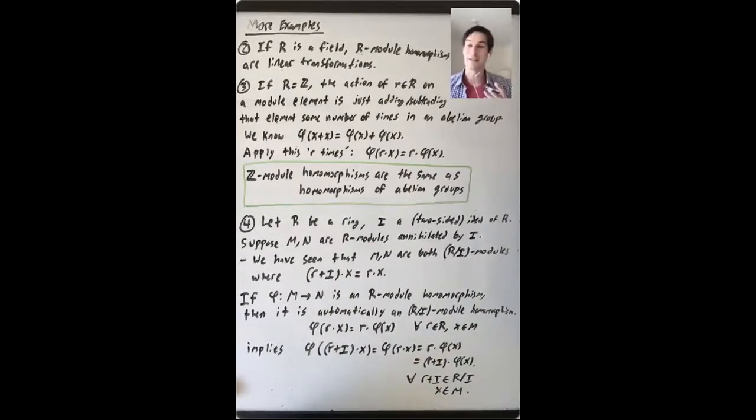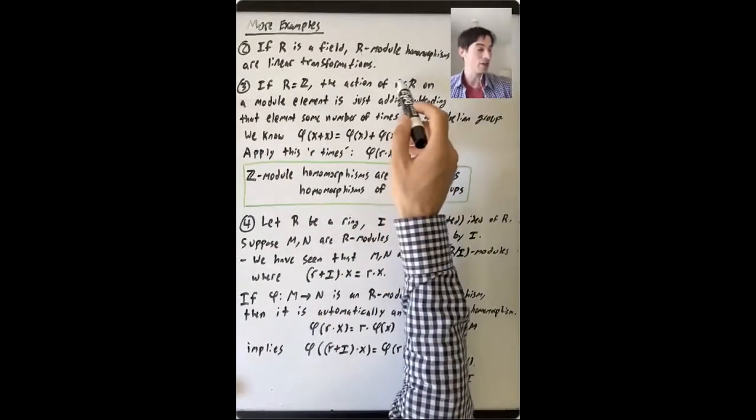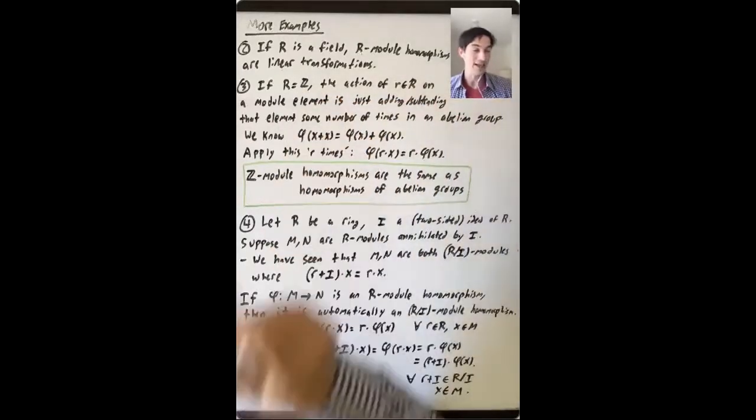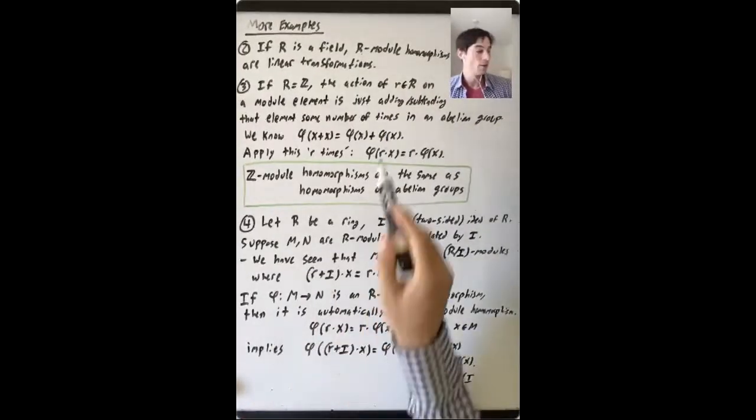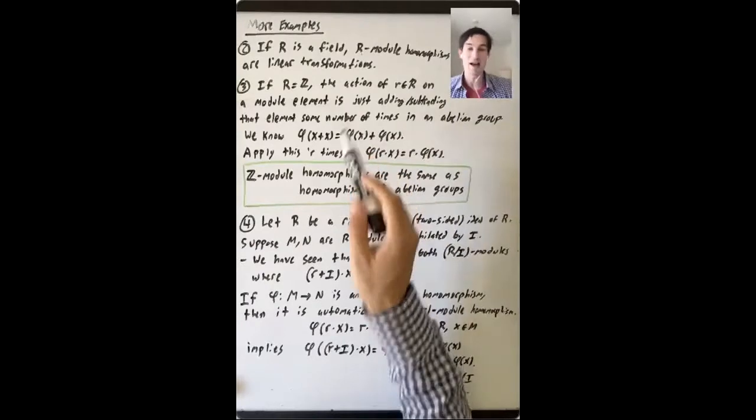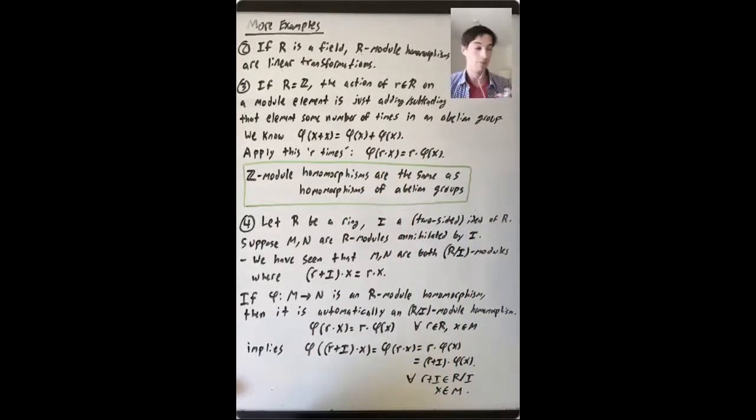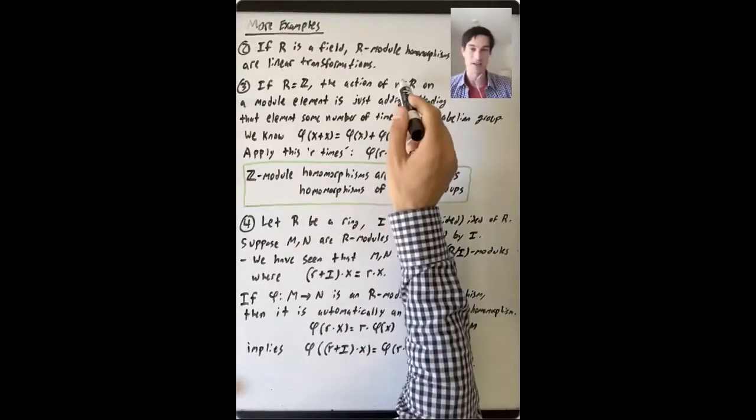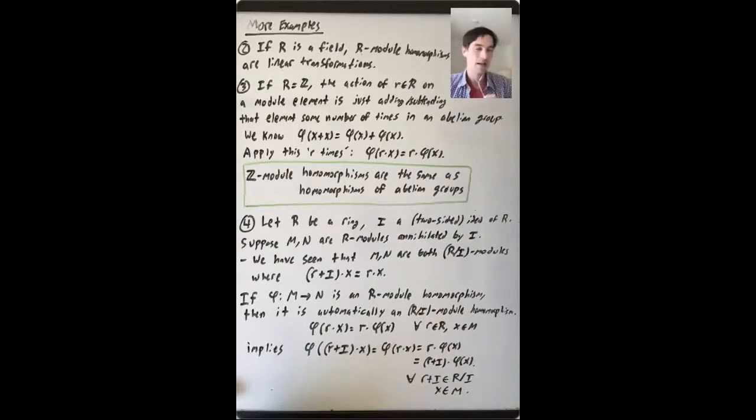Okay, what about the case where R equals Z? Well, what is the action of a ring element on a module element? So you have some Z module M, which we know is just an abelian group. And what is the action of r in Z on this module element? Well, you just add or subtract that element to itself some number of times. How many times? r times, where if r is a positive integer, exactly what I said is true.